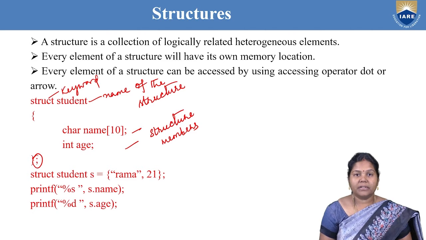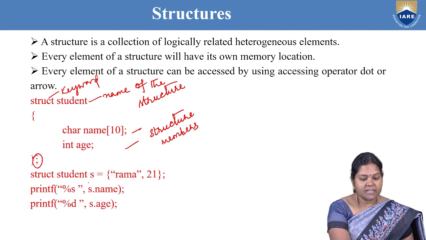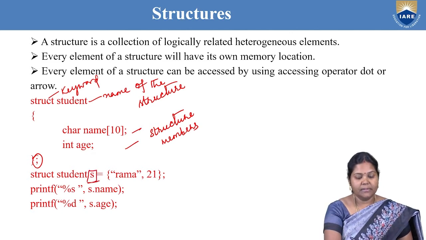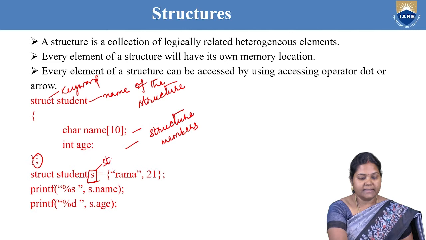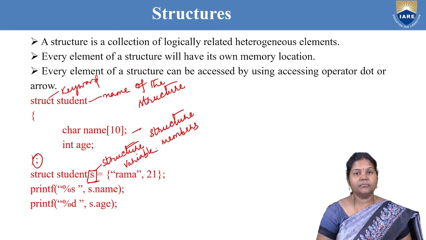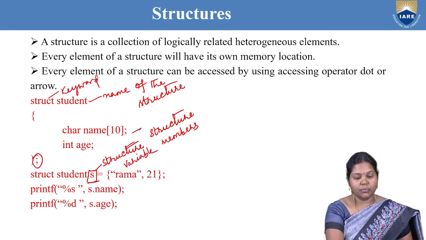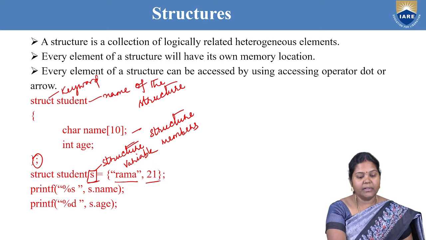After that, for the structure, we have to create a structure variable. So, here struct student S. Here S is a structure variable. This structure variable is a simple variable, called a simple structure variable. Now, we have done initialization for the structure members here. So, Rama will be stored into the name, and 21 will be stored into the age field.